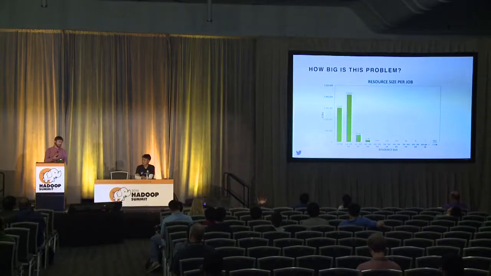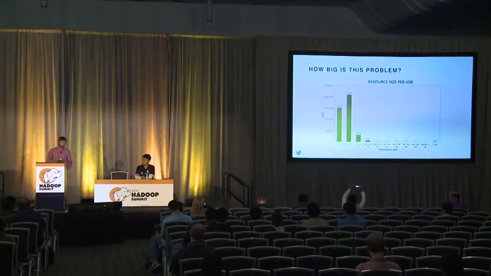So here's some data that we collected from one of our clusters. On the y-axis, we have basically the number of jobs, and the x-axis is the size of the resources that they uploaded. So we have over 2 million jobs that upload from 100 megabytes to 200 megabytes of data, with the average size being around 128 megabytes.